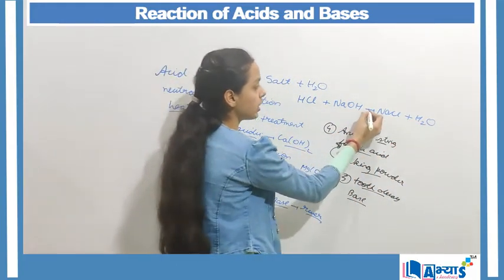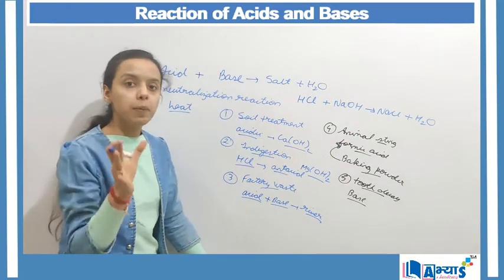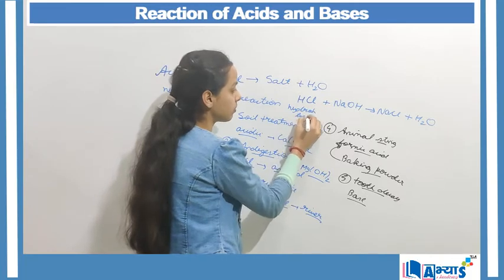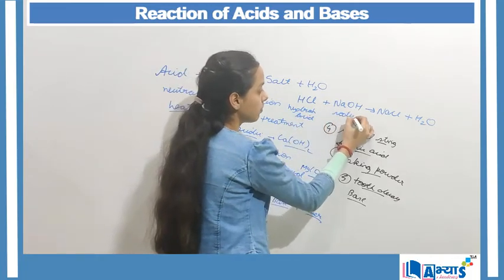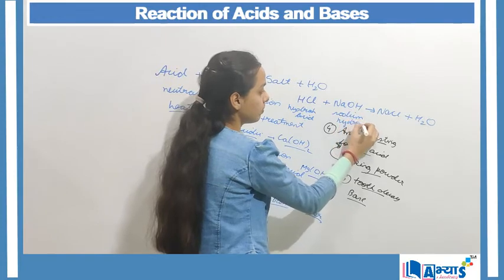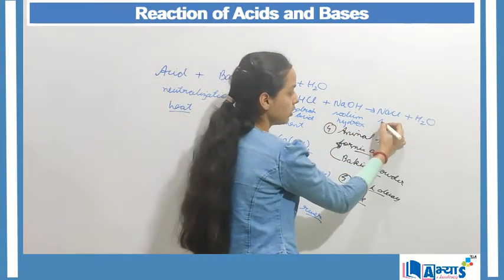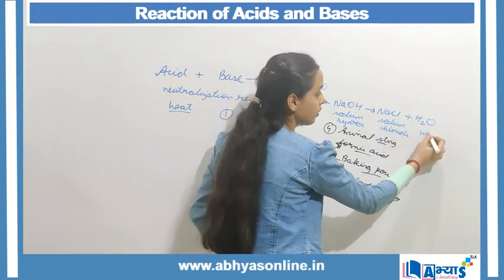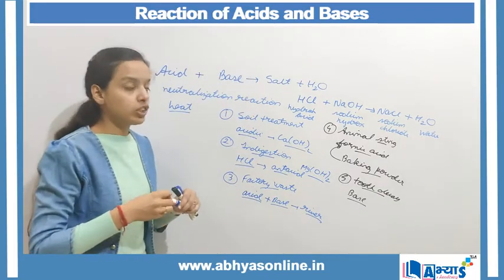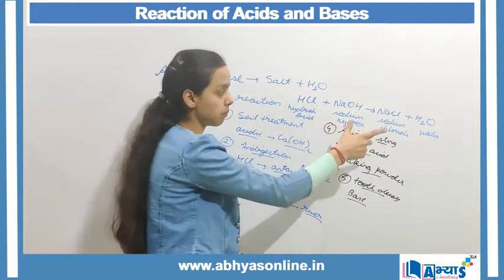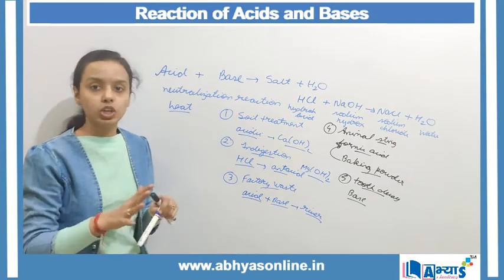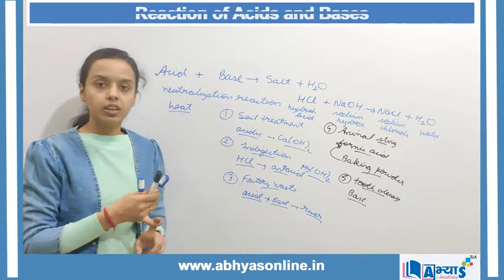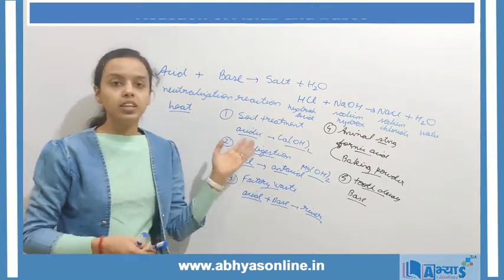When you are writing this equation, you must refer to each of these compounds separately. You must write that it is hydrochloric acid, then sodium hydroxide, reacting to form a salt, sodium chloride, and in the end water. Only then is this reaction complete. You must write the chemical symbols along with the chemical name of each of these compounds. So this was the concept of the reaction of acids and bases. We have discussed the definition, the chemical equation, and the important applications.